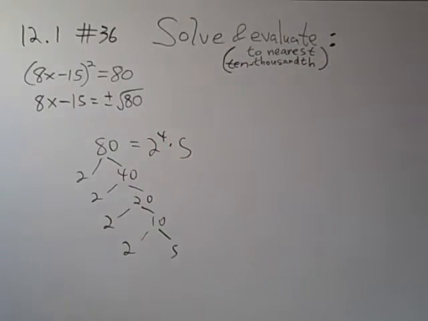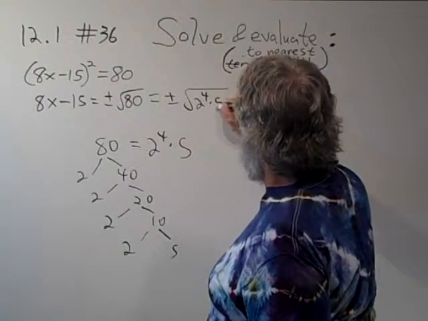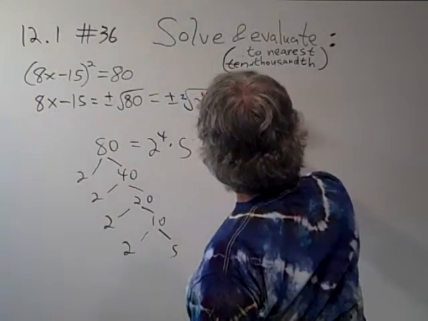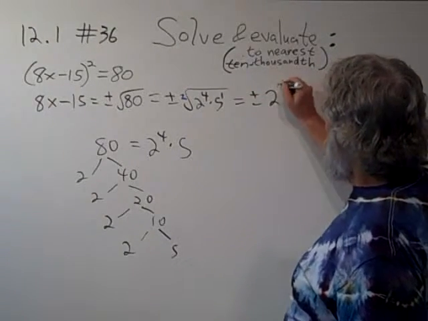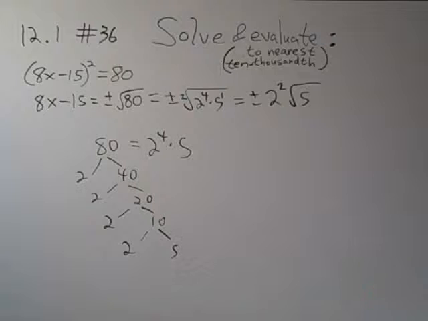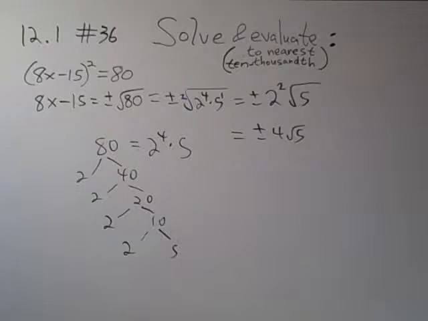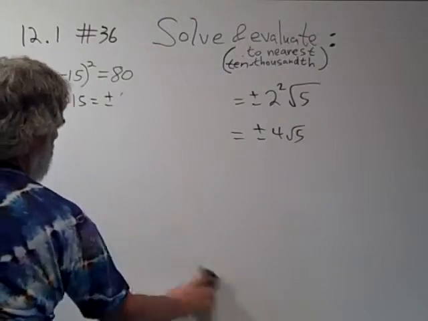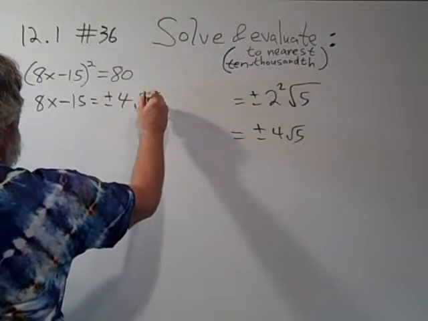So this is equal to plus or minus the square root of 2 to the 4th power times 5. And we can now divide the exponents by 2, with a little invisible 2 out there. 2 divides into 4 twice with no remainder. So 2 2's get out, and 2 doesn't divide into 1, so that doesn't get out. So this all equals plus or minus 4 times the square root of 5.